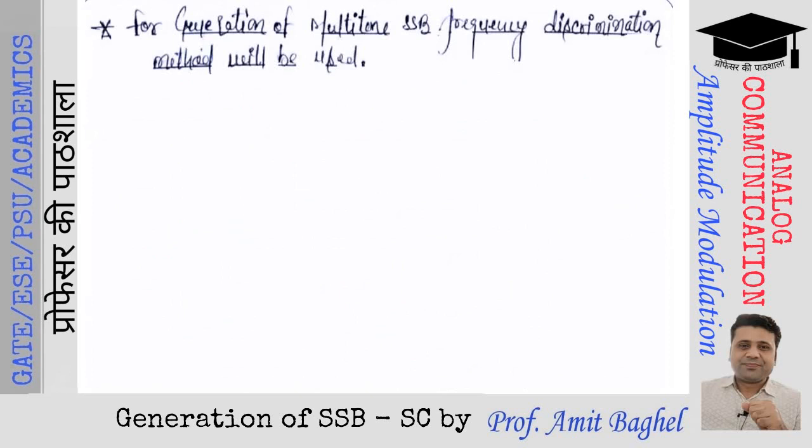For the generation of multi-tone single sideband, the frequency discrimination method will be used. If you have to generate multi-tone SSB, the phase discrimination method will not be used. Why? Because the wideband 90° phase shifter cannot be practically constructed. Practically it cannot be constructed. We are not talking about the ideal case, we are talking about the practical case. Even in the practical case, you cannot generate a 90° wideband phase shifter.